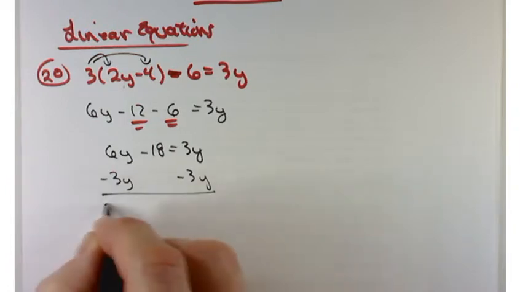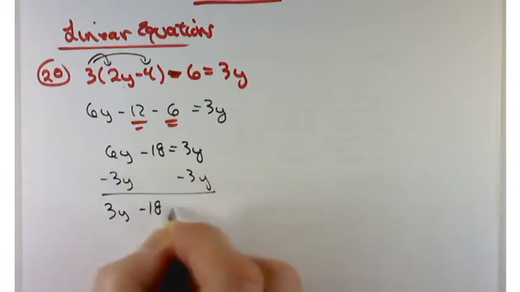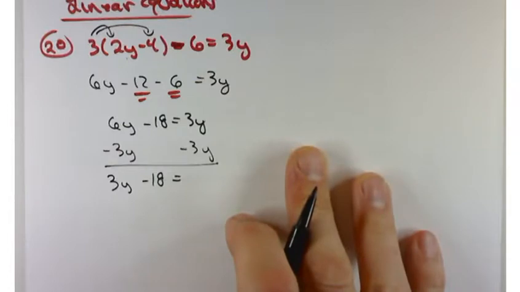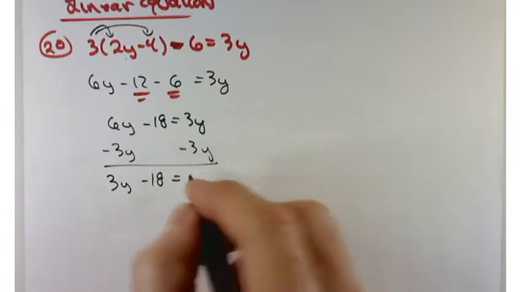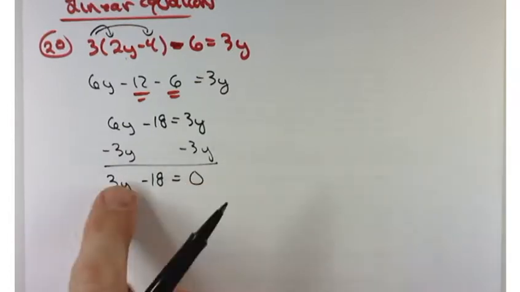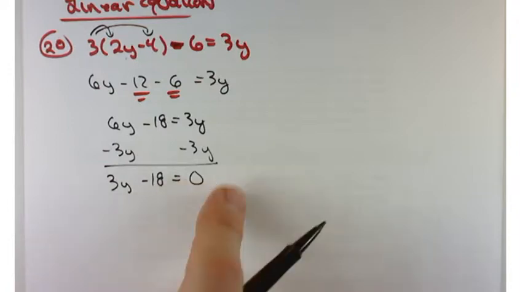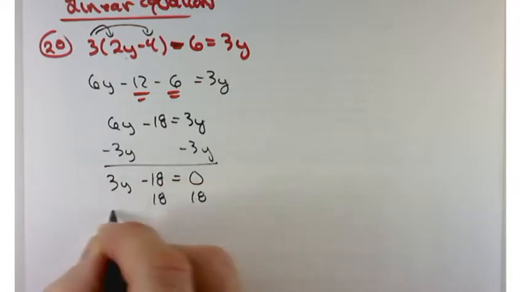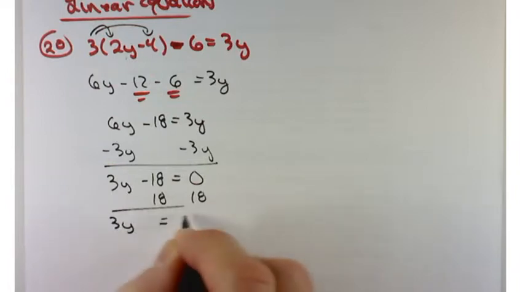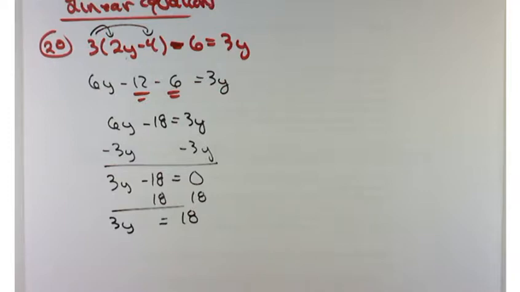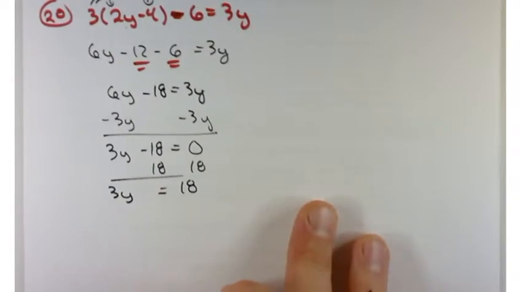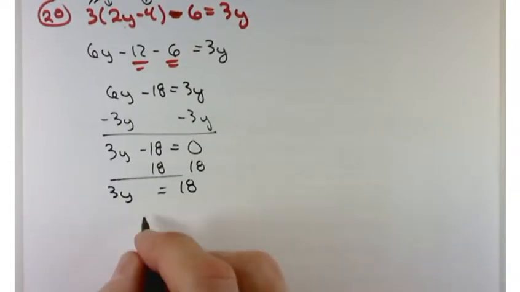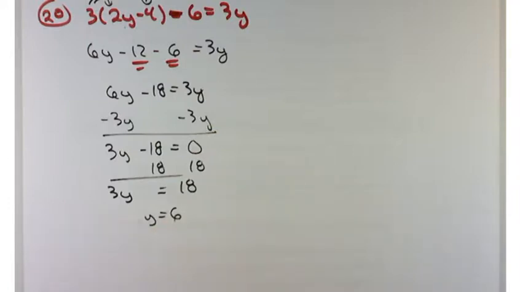So that leaves me with 3y minus 18 equals what? 0. So I got my variable on one side. Let's put the constant on the other. So I'll add 18 to both sides. What does y equal? 6, right? Divide both sides by 3. y equals 6. So, nice.